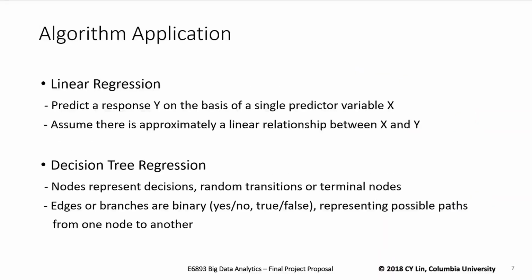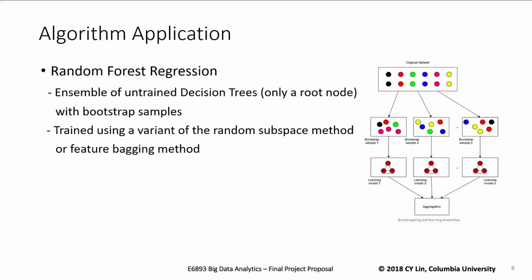For the application of algorithm, we use three typical regressions to analyze our data. First is linear regression. It is to predict the response y on the basis of a single predictor variable x. And the second is decision tree regression, which is composed of nodes and edges to represent the possible paths for the prediction. And the third is the random forest regression, which is the example of untrained decision trees with some bootstrap samples.